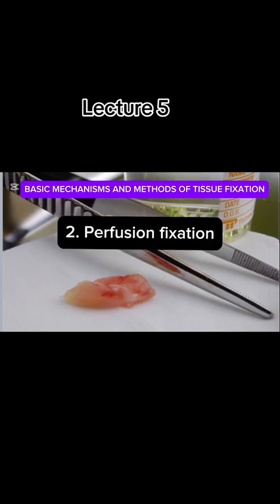Number 2 is perfusion fixation. With perfusion fixation, the fixative is introduced through the vascular system, ensuring rapid and uniform distribution throughout the organ. It's mostly applicable to whole organs, e.g., brain and lungs, in experimental studies. So the fixative is injected via blood vessels, preserving tissues in situ. This prevents ischemic artifacts and ensures better preservation of fine tissue structures.